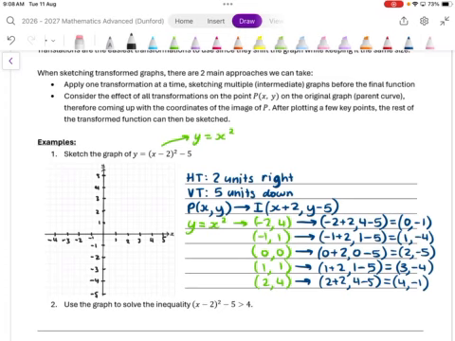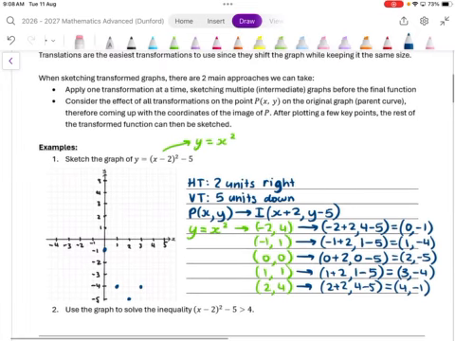Then we can plot our blue points, so our transformed points. Our first transformed point is 0, minus 1. Then we have 1, minus 4. Then we have 2, minus 5. Then we have 3, minus 4. And then we have 4, minus 1.